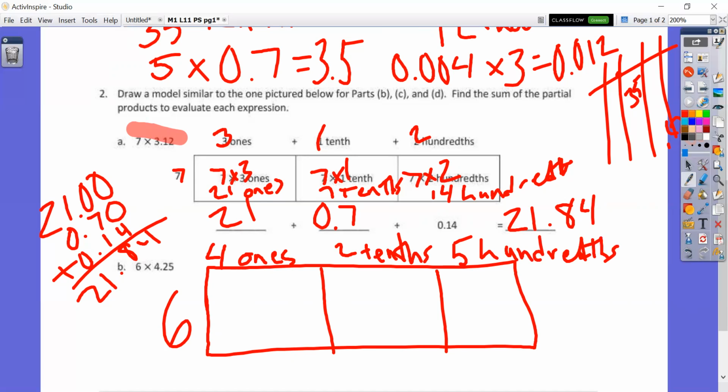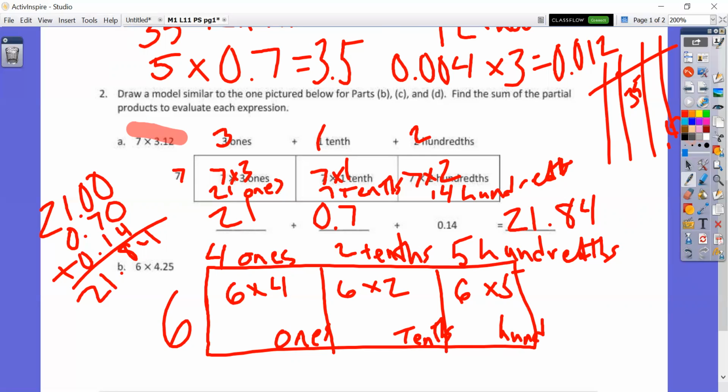Well, what's the math problem? Well, it's 6 times 4 in this box. Moving over to the next one, it would be 6 times 2, right? And then the last one is 6 times 5. But we know that these units are still there, so I'm going to just write the units, because once we solve them, we still want them to be the unit that we're working on.